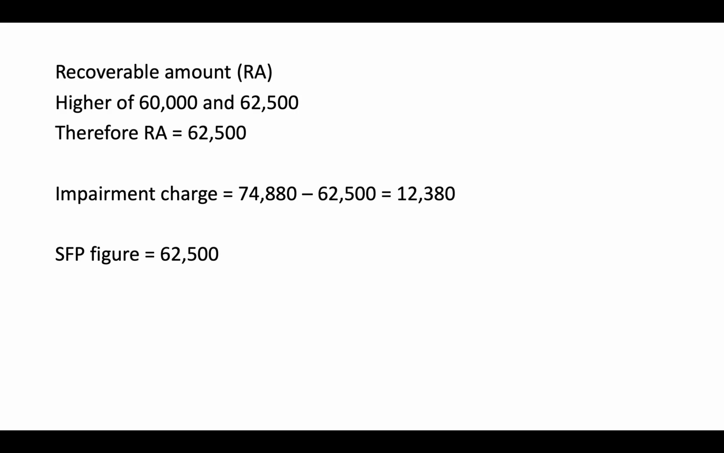It is therefore prudent to apply an impairment charge, which is the difference between those two figures, and therefore comes up to 12,380, which will be an expense in your profit and loss. Your SFP figure will then be the reduced amount, that is the recoverable amount of 62,500.